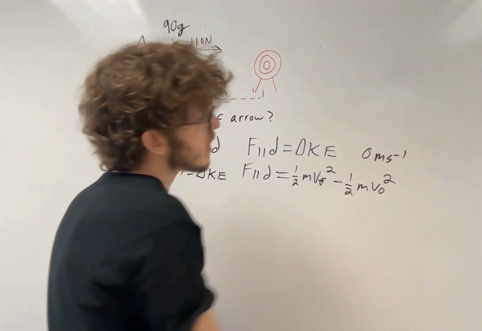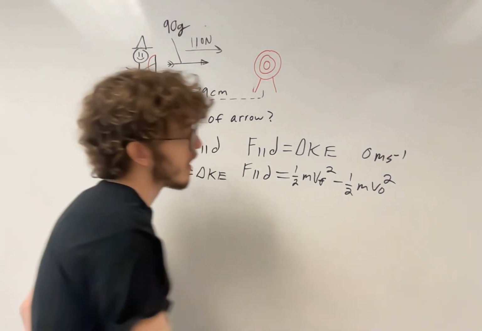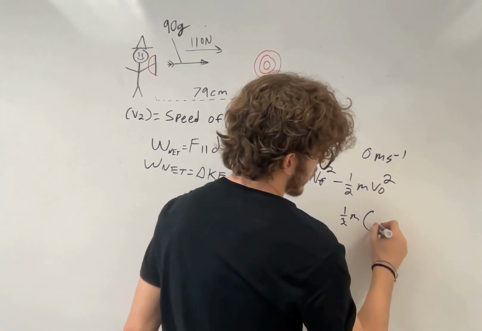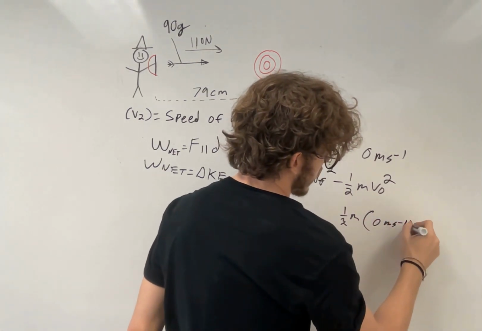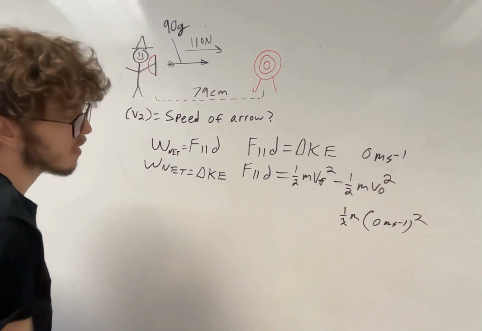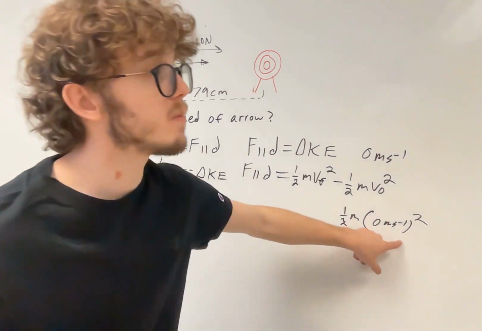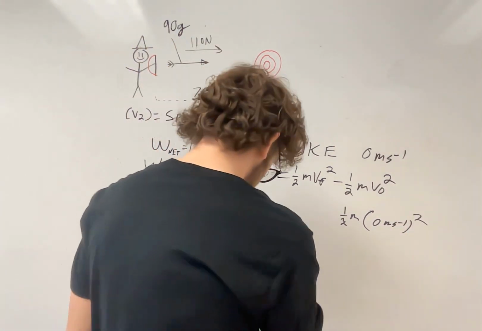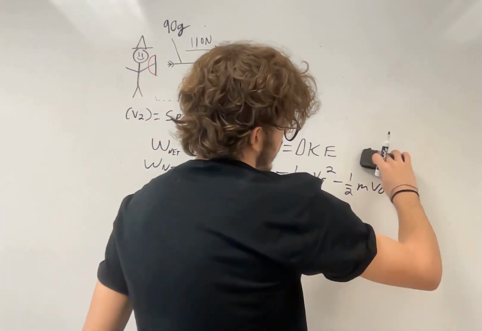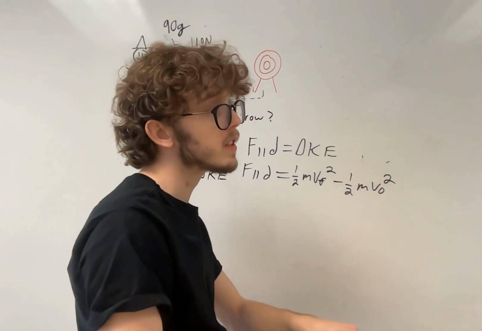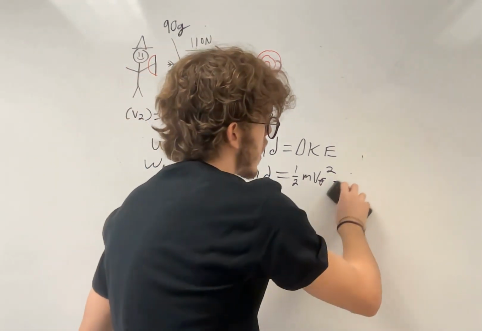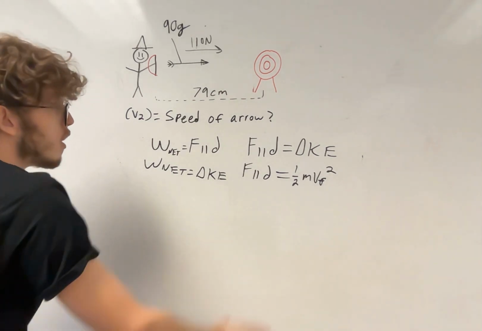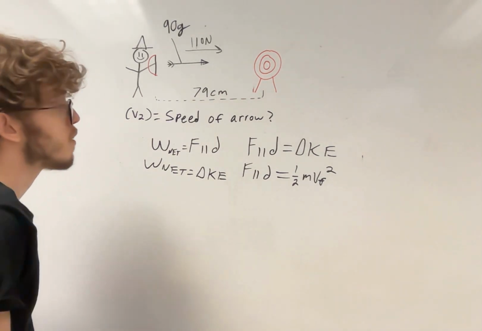What do you think it does to this term here? If I plug in 1/2 mass and our velocity of 0 meters per second and square it, 0 squared is 0. Mass times 0 is 0. 0 times 1/2 is 0, so this whole term is 0. Therefore, it does not matter. We're not subtracting anything, so we can just drop it out of the equation. It just grew legs and ran away. So this here is our equation to solve.